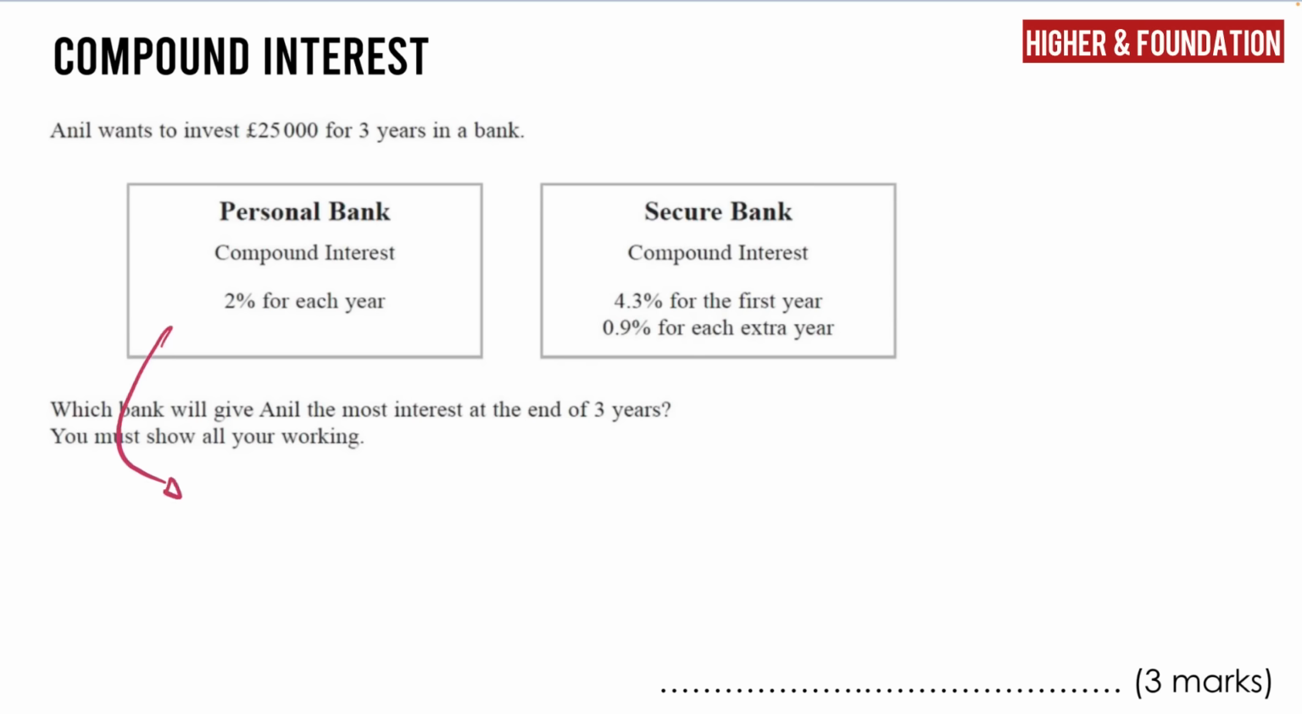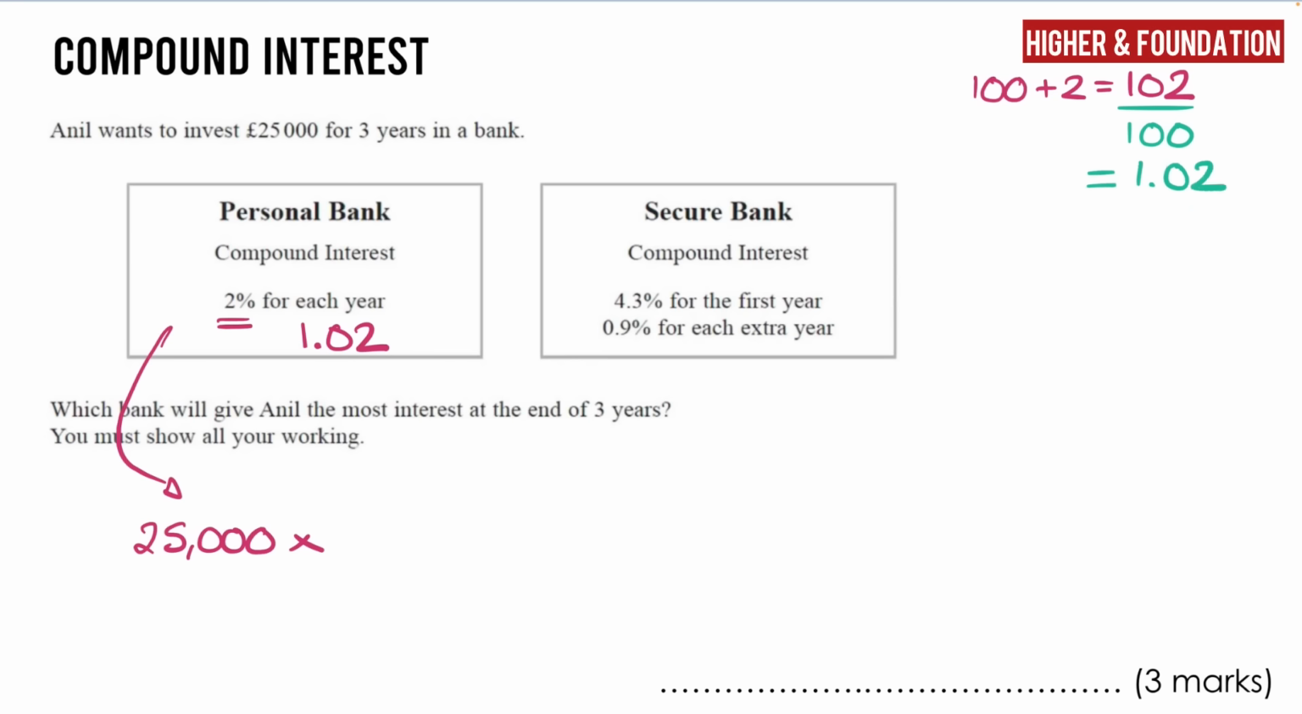Well, if we go for the compound interest for the personal bank, we have £25,000, and the multiplier for 2% is 1.02. Now, typically with compound interest, it's always 1.0 something, but if you're not sure, you can add the 2% to 100, which is of course 102, and then you just divide your answer by 100, and that comes out as 1.02. You may recognise them.